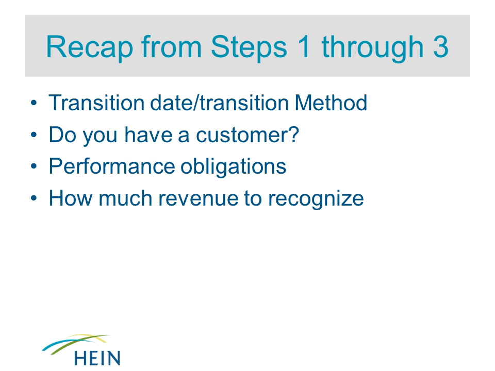So just a recap from what we've covered today. We talked about the general concept, the general objective of the standard, and then also the transition date, transition method being two very critical aspects. In step one, we talked about, do you have a customer? Also, do you have a contract? Step two, covering performance obligations. And then in step three, covering how much revenue to recognize. As we move into the next webinar, step 4 then is how to allocate the transaction price, and then recognition of the revenue when the performance obligation is satisfied.